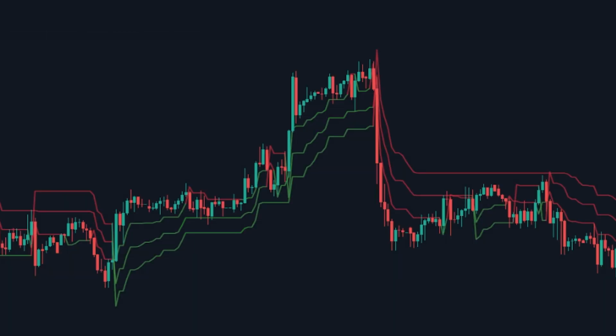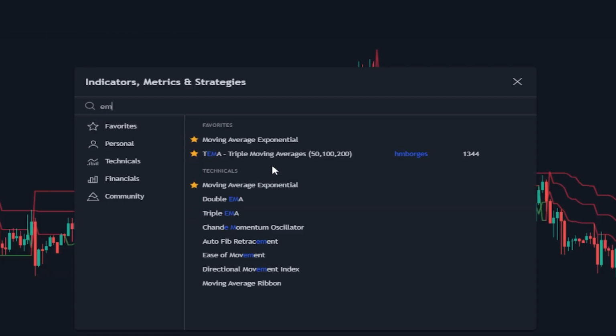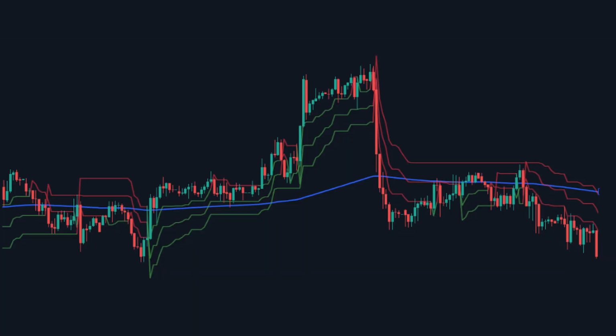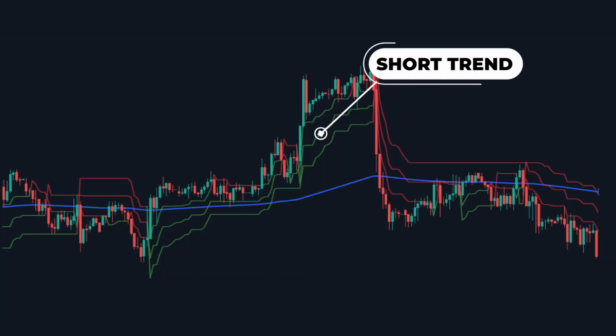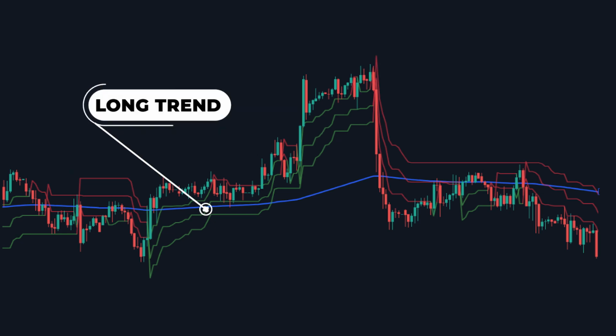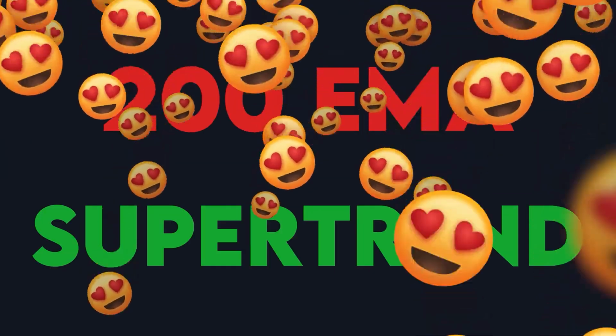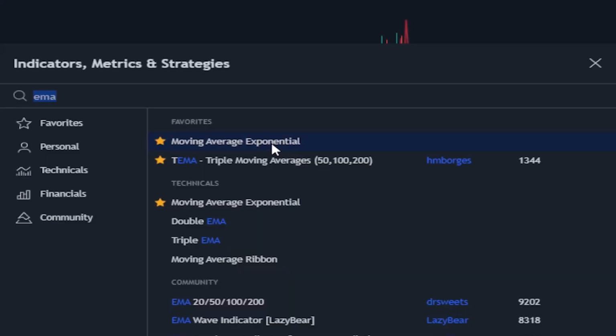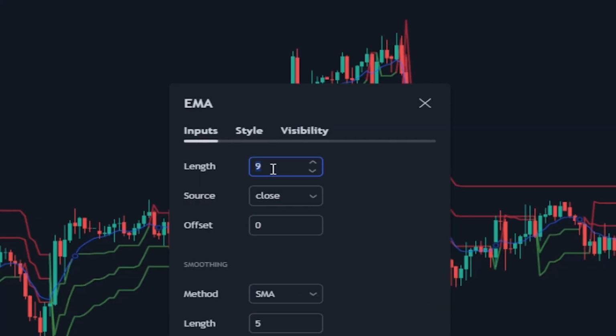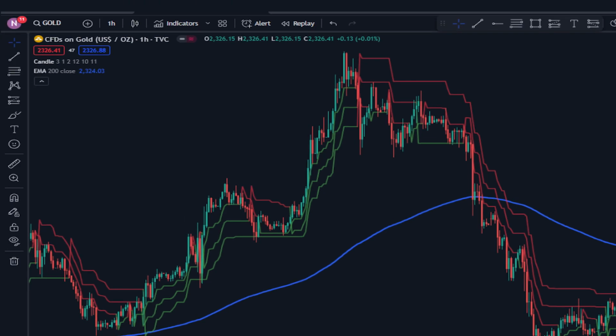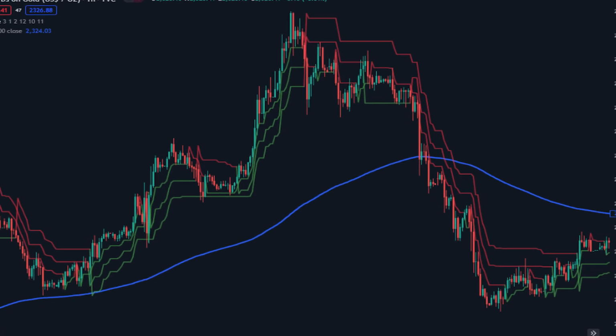Another strategy we can use is pairing the super trend indicator with the 200-day moving average. Why this strategy is so powerful is because the super trend indicator is very good at finding short-term trends and the 200-day is good at finding long-term trends. That's why pairing both of these indicators is like magic. Next, add the exponential moving average and change the length to 200. Now that we have the indicators set up, let's move to how to actually use this strategy.